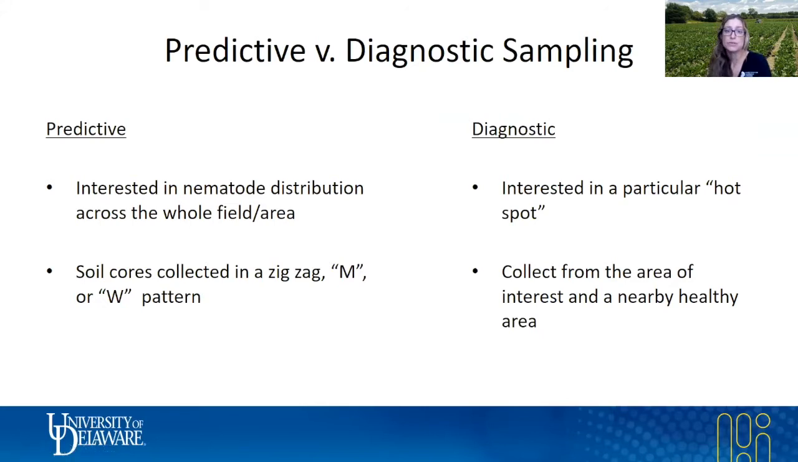When you go out to do nematode sampling, there's kind of two approaches you can take. One can be predictive. So if you're just interested in knowing, does this field have nematodes? I don't know if there's nematodes out here. For that one, you want to take a zigzag, M or W shape pattern and just work your way through the field.